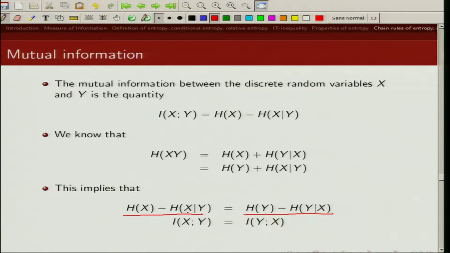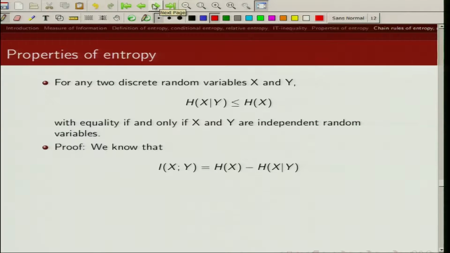And what is this? This is nothing but mutual information between x and y, and this term is mutual information between y and x. So you can see whatever information y is giving about x, the same information is conveyed by x about y. So this is our mutual information. Now let us prove some more properties of entropy function.